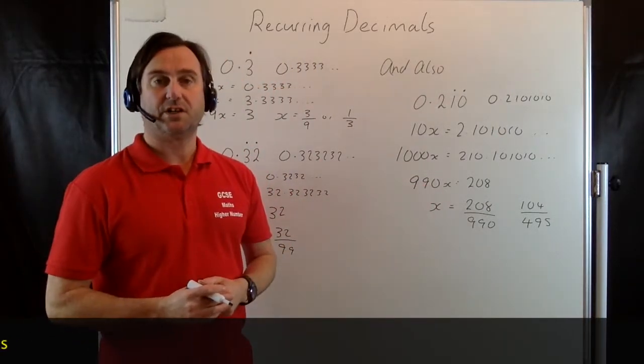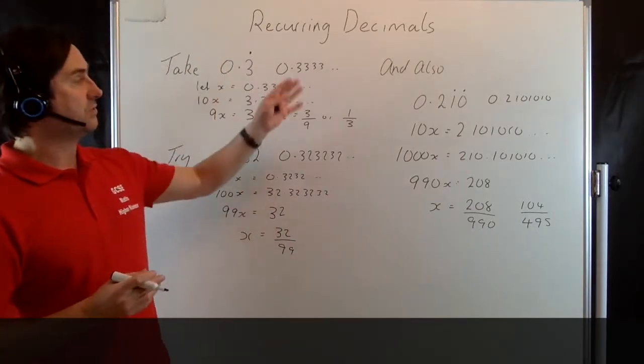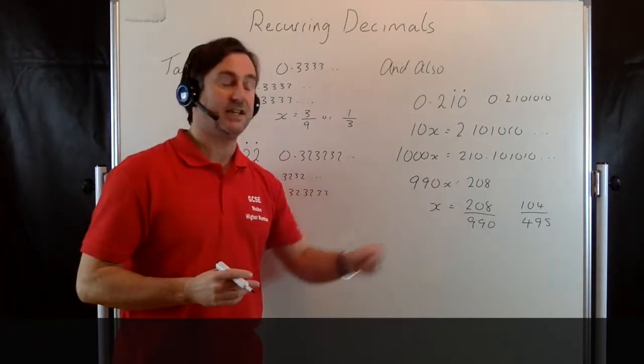Again, we've got an exact fraction there. So all recurring decimals can always be written as an exact fraction.